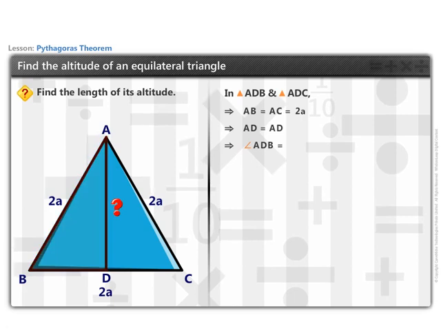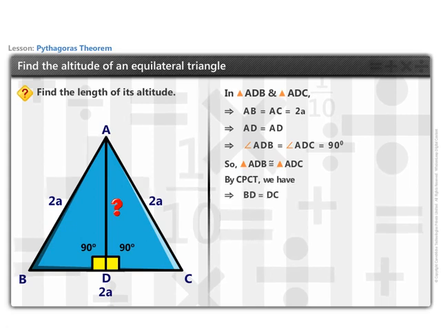So, angle ADB is equal to angle ADC, that is equal to 90 degrees. So, triangle ADB is congruent to triangle ADC. By CPCT, we have BD is equal to DC, that is equal to A.